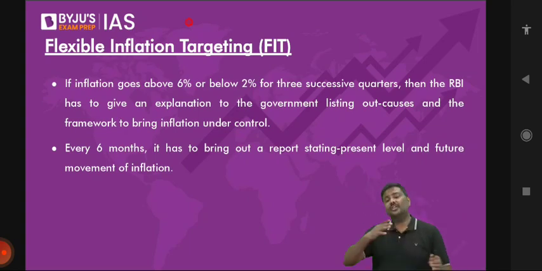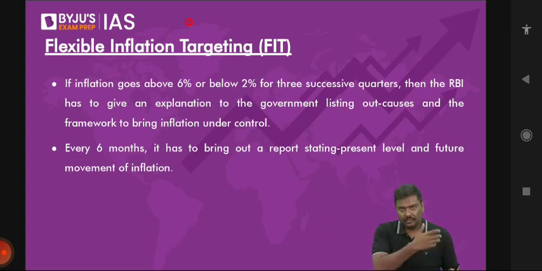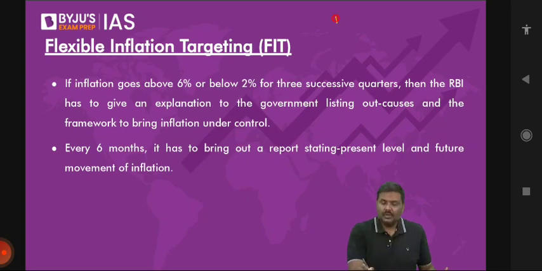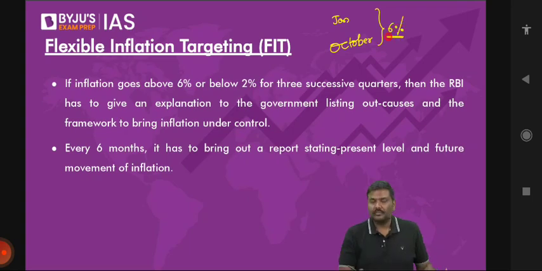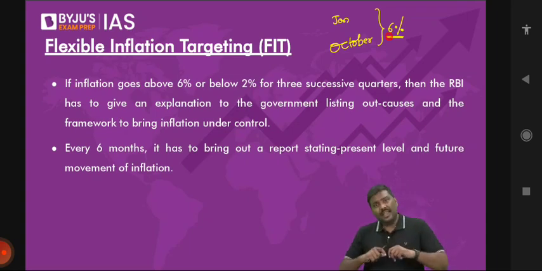For example, last year, if you check the calendar year, from the month of January till the end of October, the inflation rate has been more than 6%. I repeat, last year, from January to October, the inflation rate continuously has been above 6%. So if the inflation rate remains above 6% continuously like this, what is the solution then? What is the way forward?